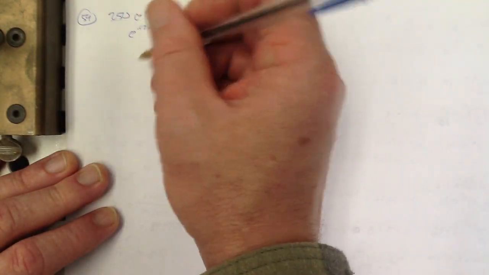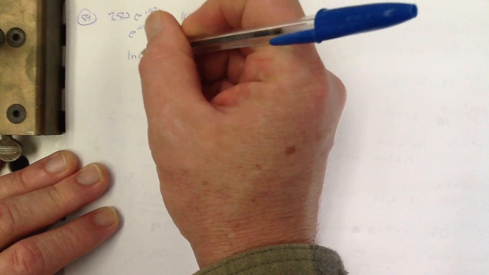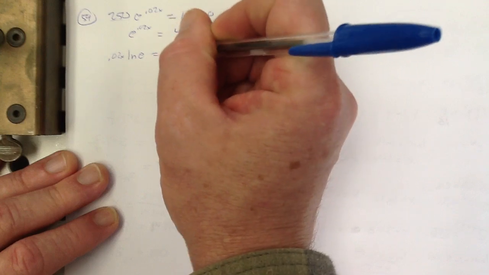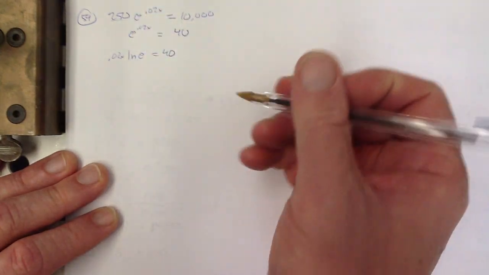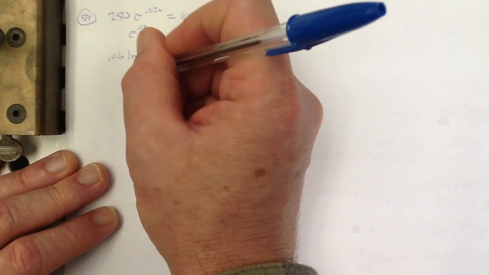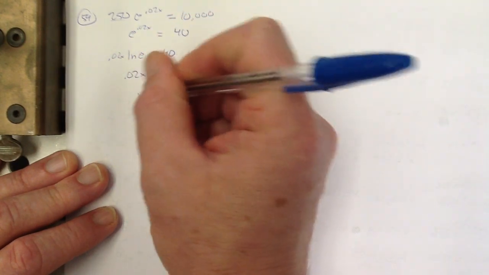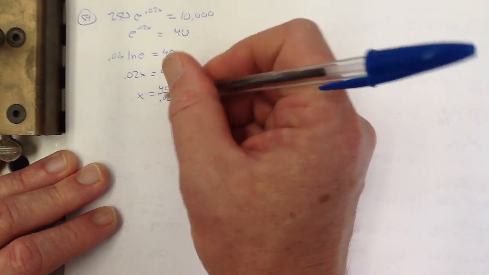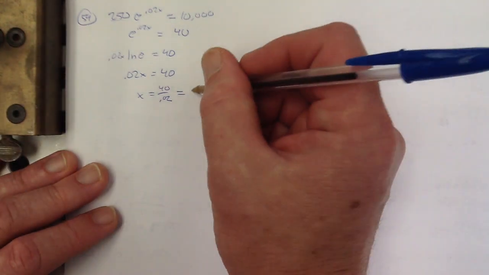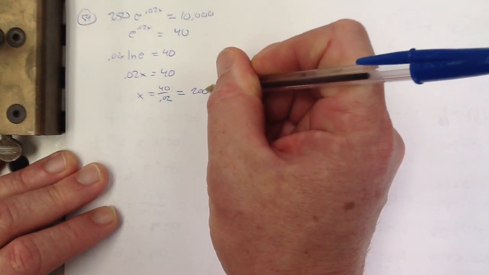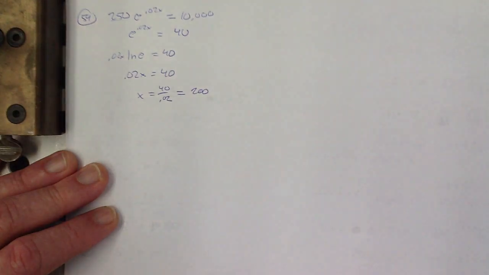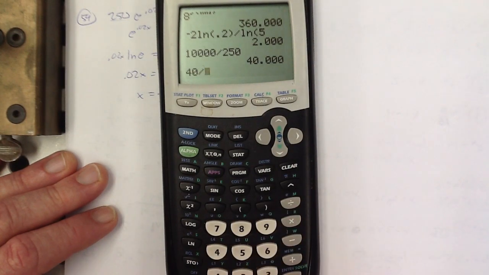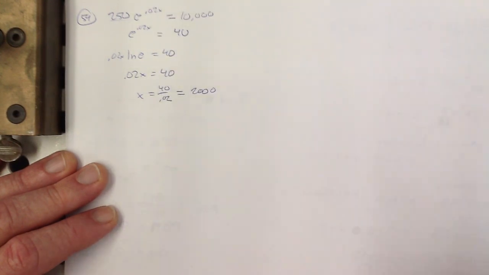And then I'm going to take the natural log of both sides, because that allows that to come to the outside. And this one was an e there, so natural log of e is just 1. And 0.02, that's 2,000, I think. 200? 2,000. Let's just check. 40 divided by 0.02 is 2,000.